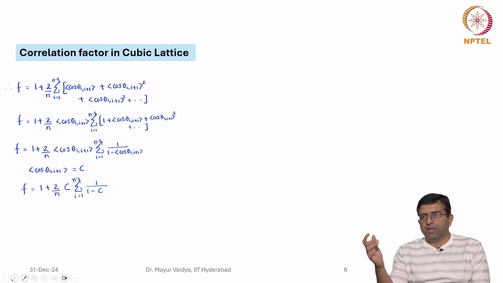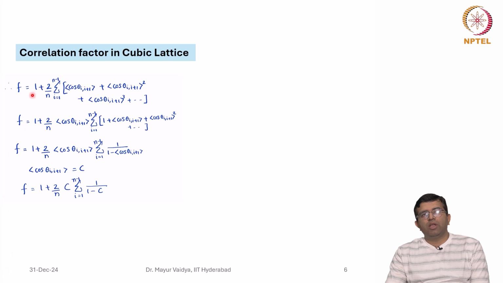How do we use that now? That particular relation that we derived in the previous slide. So, we know that we have written previously that f is equal to 1 plus 2 by n. And inside the summation, we open one summation here. So, we write cos theta I plus 1 plus cos theta I plus 2 now can be replaced as cos theta I plus 1 whole square. Similarly, you can write cos theta I plus 1 whole cube and so on.